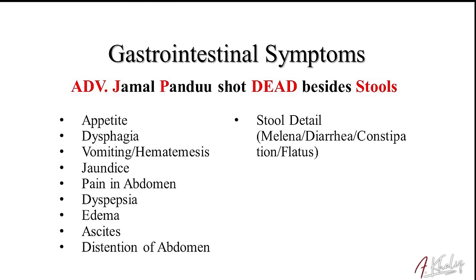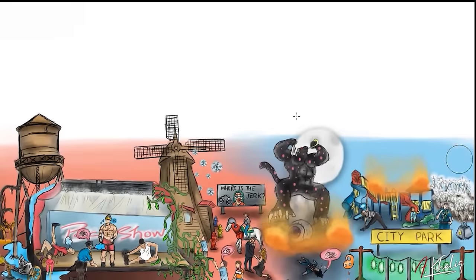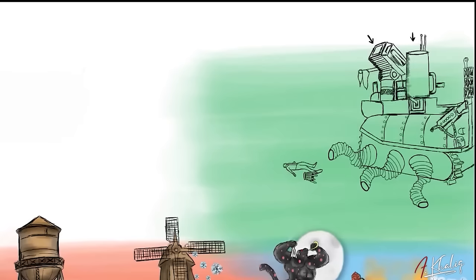Sounds fake, but okay. Anyway, what we are going to discuss in this scenario is appetite, dysphagia, vomiting or hematemesis under the same heading, jaundice, dyspepsia, edema, ascites, distension of abdomen, and stools in detail. That includes constipation, diarrhea, flatus, melena, and so on. Sit tight and get ready because we embark on a journey to investigate who shot our advocate Jamal Pandu dead beside stools. So while we arrive at the crime scene, we find what?